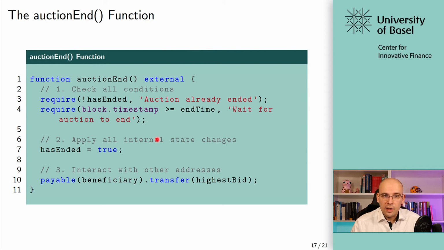Then we apply all internal state changes. What you do is you say hasEnded will be set to true. Okay, so basically what we have checked right here is, if this has already happened, then somebody already called the function. That's the reason for that, because here we're setting it to true. And then third, we declare the beneficiary address that has been stored as part of the constructor, as part of deployment, as payable, and transfer the highest bid to the beneficiary. Okay, so the beneficiary gets sent the highest bid as part of this clean-up job, as part of the auctionEnd function.